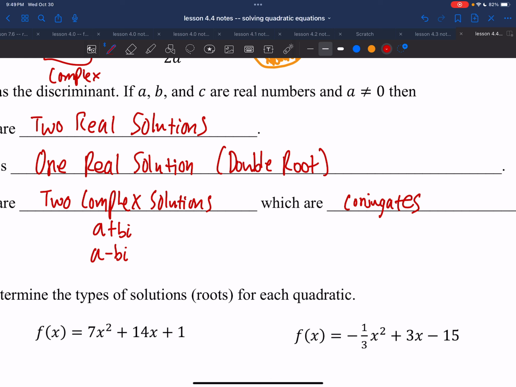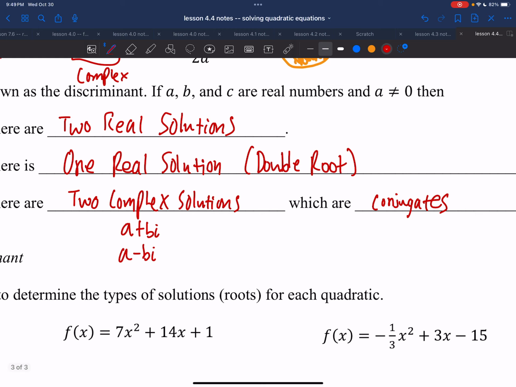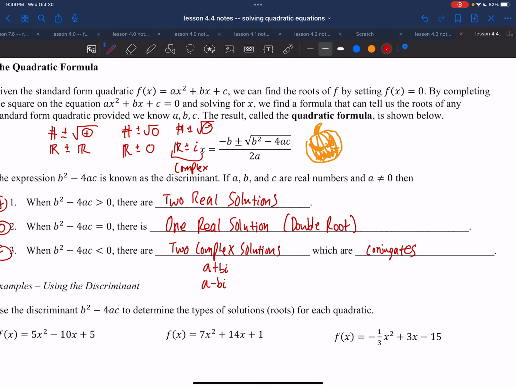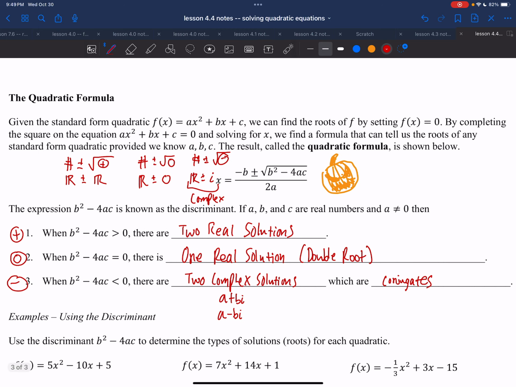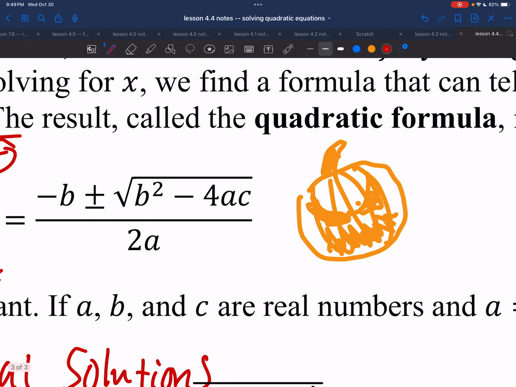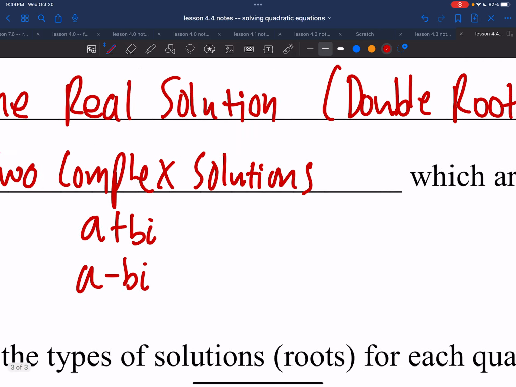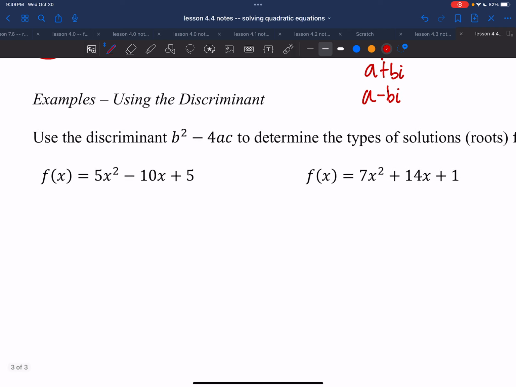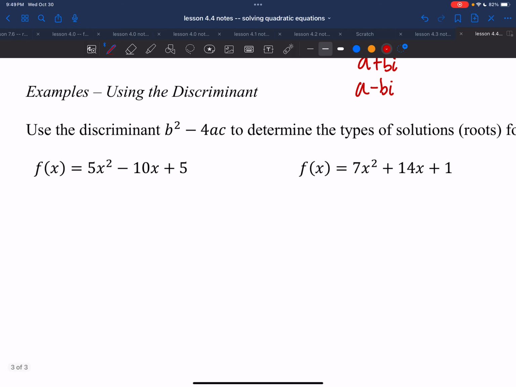So that's just something to know and remember, that if you have those two complex solutions, they're going to be conjugates of one another. Nice. Beautiful. So there's the quadratic formula, and there's my jack-o'-lantern. And we move on to do a few examples using the discriminant, but it's pretty self-intuitive.